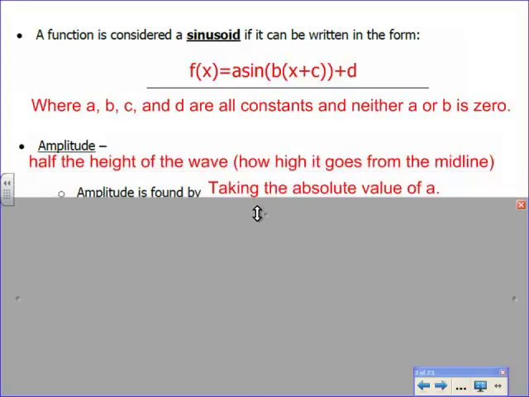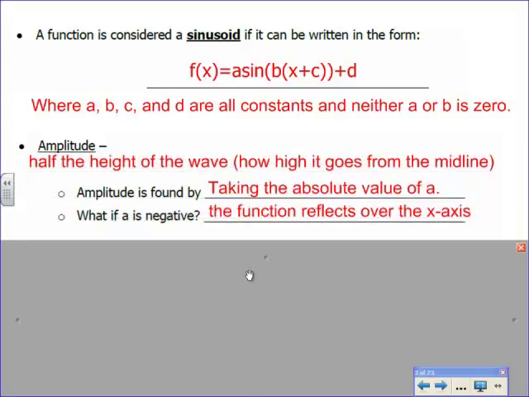We're going to start off by talking amplitude. That's A, amplitude. Half the height of the wave. So how high it goes from the midline. The normal amplitude of a sine curve would be 1 because it goes up to 1 and down to -1 from that middle centered line.